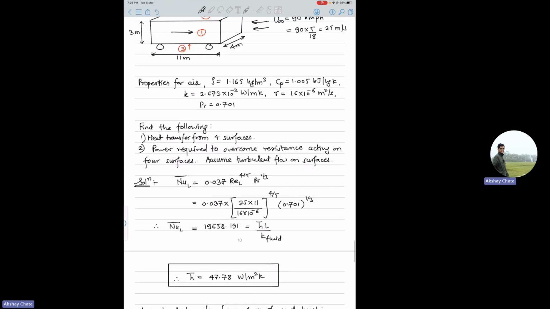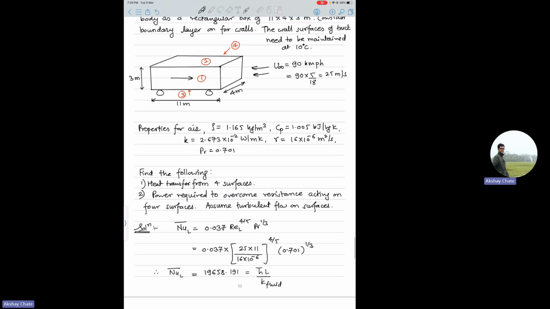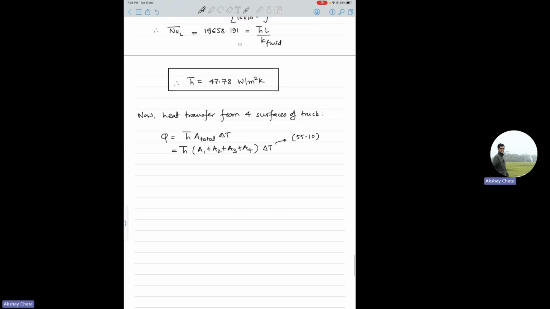So the total area is A1 plus A2 plus A3 plus A4, right? And delta T is nothing but 55 minus 10, because ambient is at 55 and the truck surface is at 10. Now this A1, A2, A3 you can calculate, right? Because all of them have one side which is 11 meters and only the other two sides change. So therefore it will be h bar into, you can just take 11 common, you'll have 4 plus 4 plus 3 plus 3, like that, and this is your delta T.